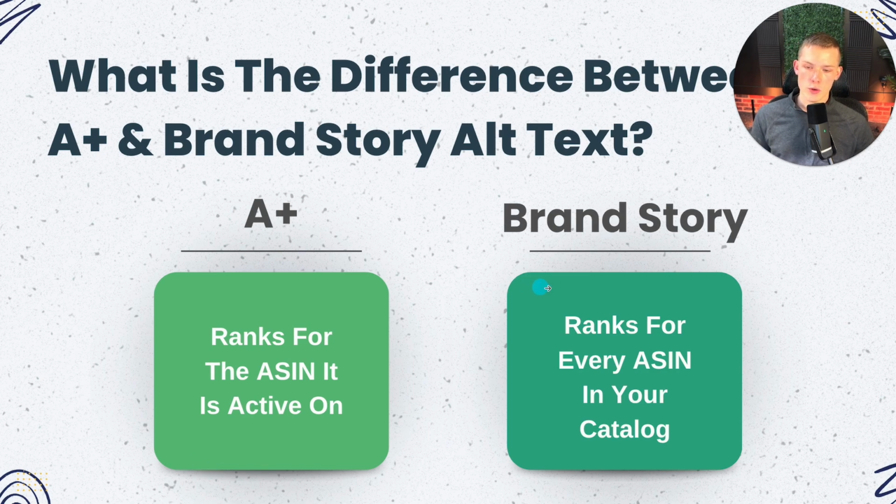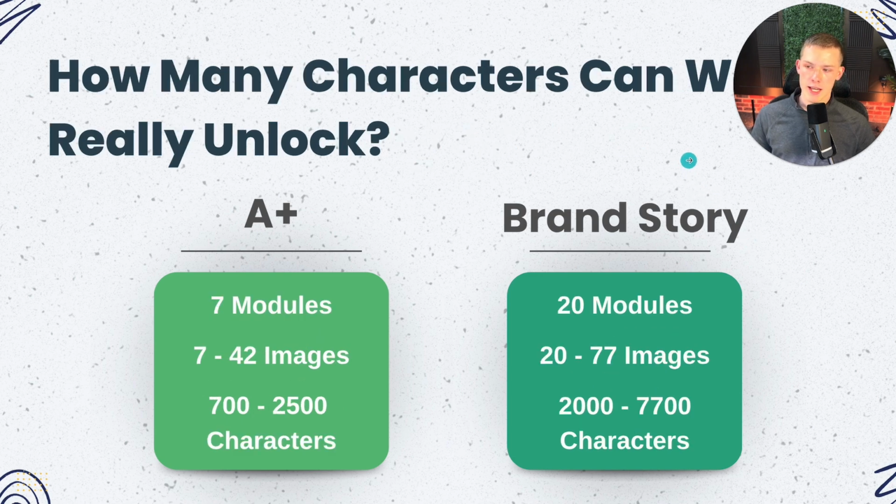Whereas brand stories, the keywords that you have in your alt text fields here, they are going to rank for every ASIN in your catalog or every ASIN that is applied to that brand story. So your brand story is going to rank for ASIN B, ASIN C, D, E, etc. All of them.